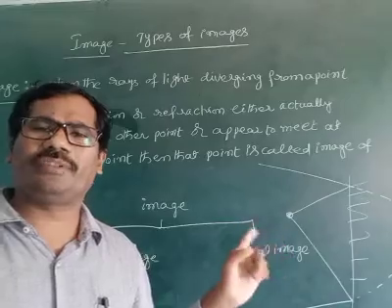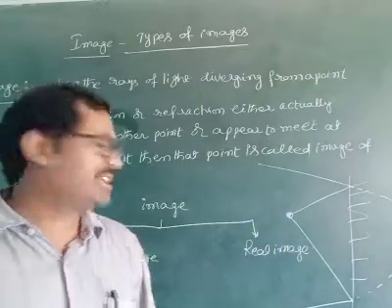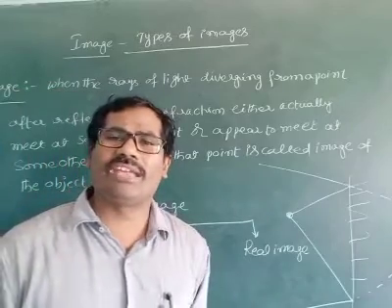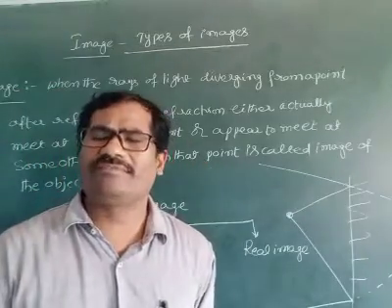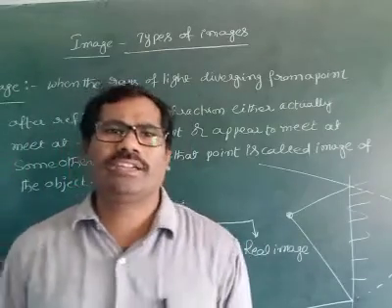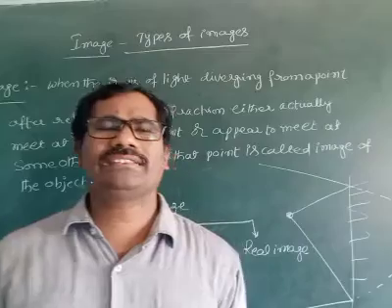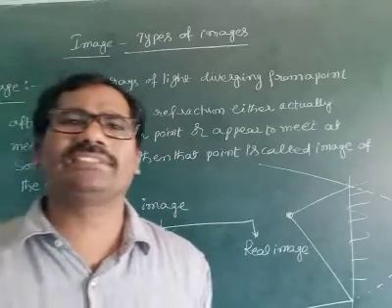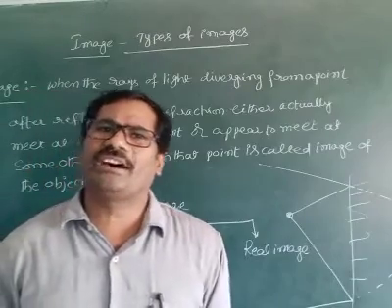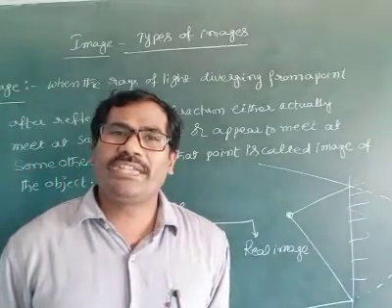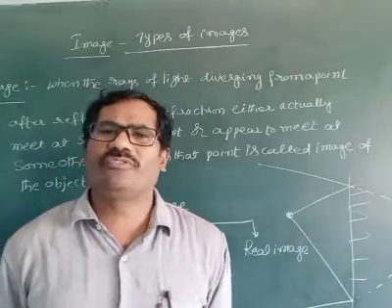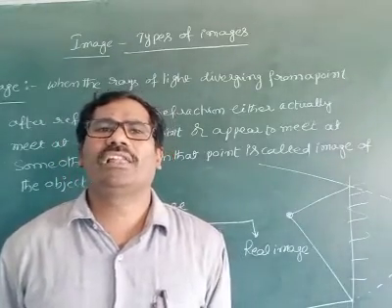What are the types of images? There are two types: the first is virtual image and the second is real image. How is a virtual image formed, and how is a real image formed? First, virtual image: when the rays of light diverging from a point after reflection or refraction appear to diverge from another point, then the image so formed is called a virtual image.